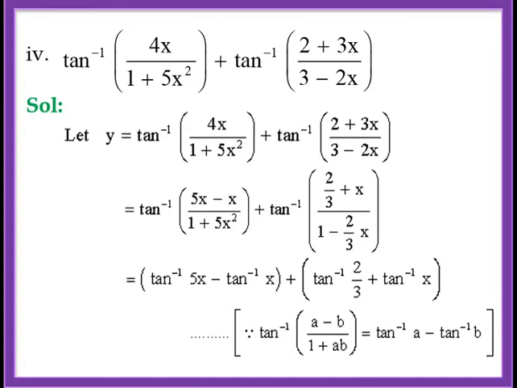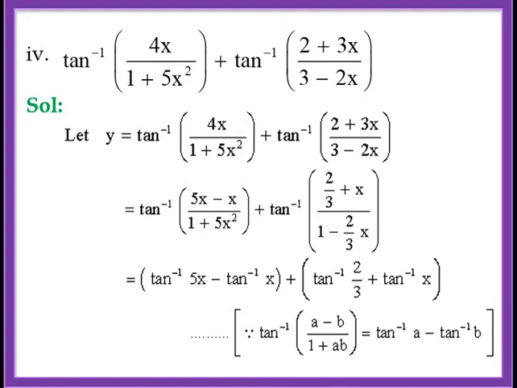Now this is again a simple one. Tan inverse of 4x upon 1 plus 5x square plus tan inverse of 2 plus 3x upon 3 minus 2x. If you remember the logic, you can solve all the sums. See, this is 1 plus. So you should express 5x square as a difference. Why? Because the sum is there in the denominator. So the numerator must be expressed as a difference only.